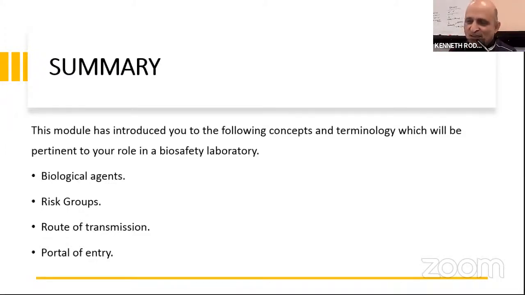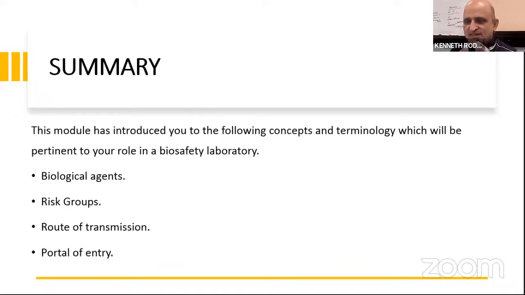So we have looked at biological agents. We have looked at the risk groups, the 4 risk groups. We have looked at the route of transmission, and we have looked at the portal of entry. So this is a summary of this module. So we go back to the AMP. I will reiterate this, and I reiterate it all the time because I want it to sink in. We have the risk assessment, risk mitigation, and performance assessment.